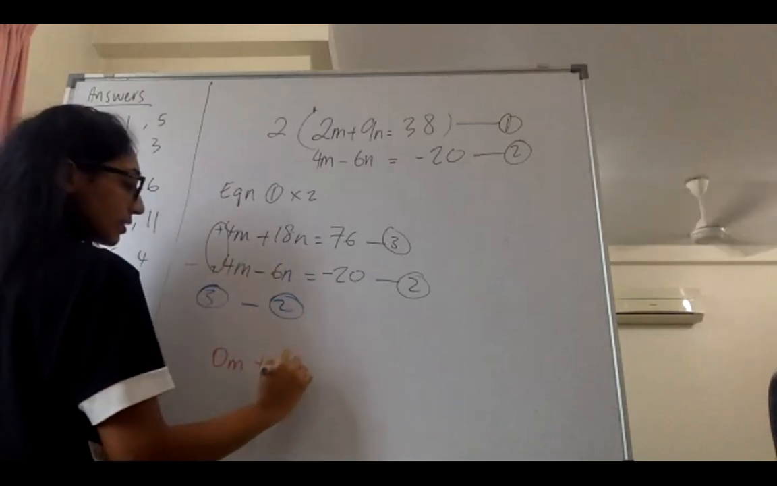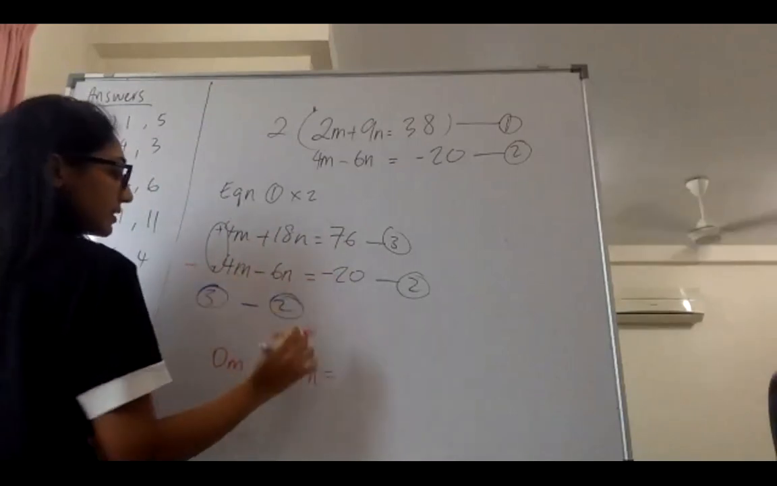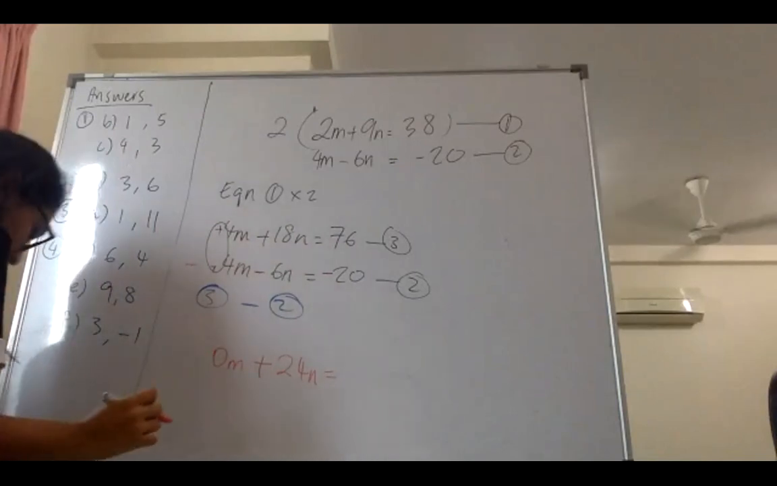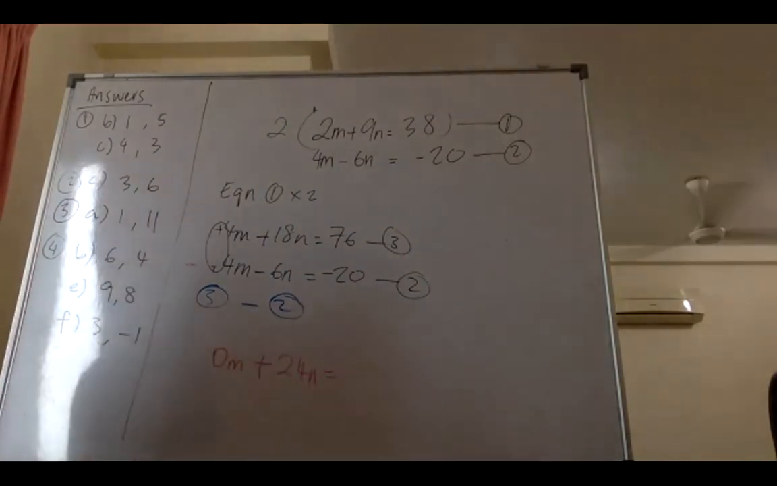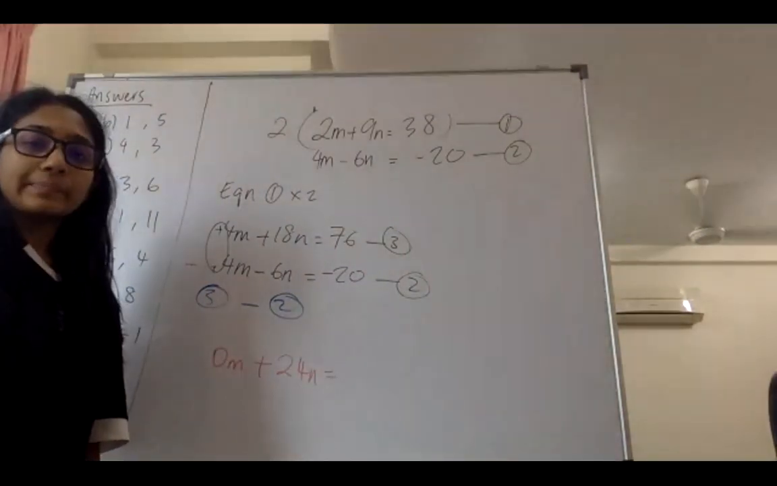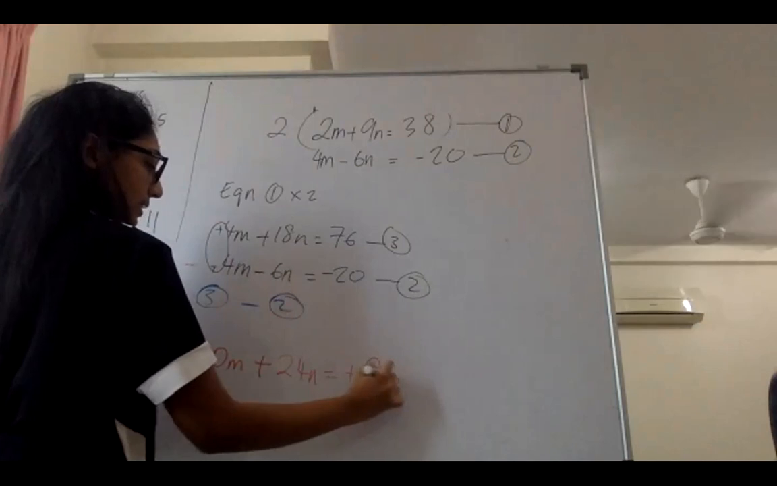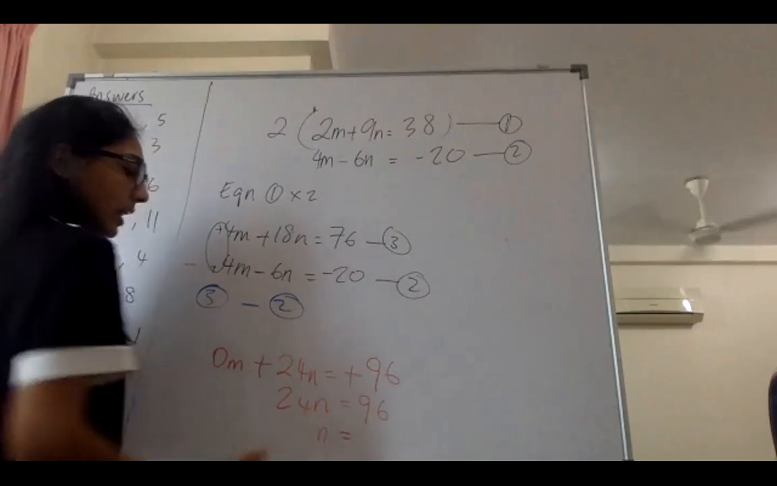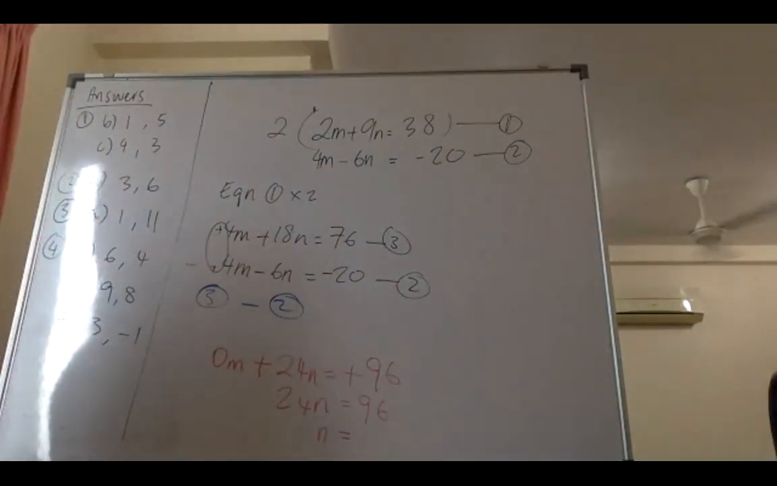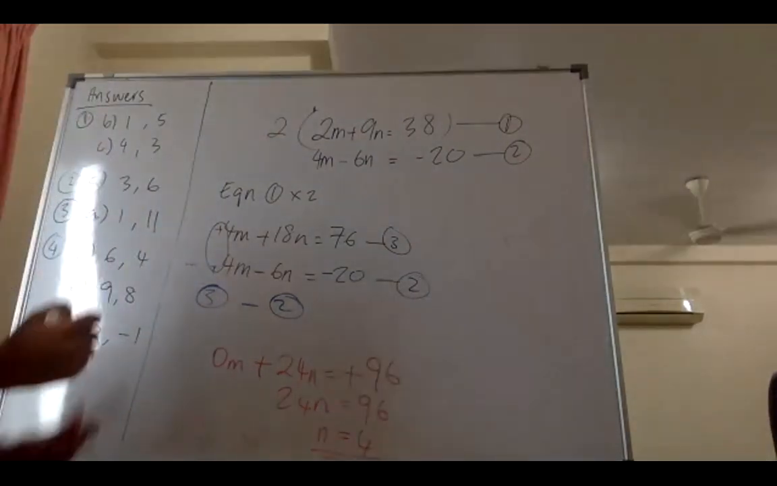24n. 76 minus 20 is 96. What is minus and minus? What does it become? Plus. 76 plus 20 is 96. So 24n is 96. n is 96 divided by 24, which is 4. So n is equal to 4.